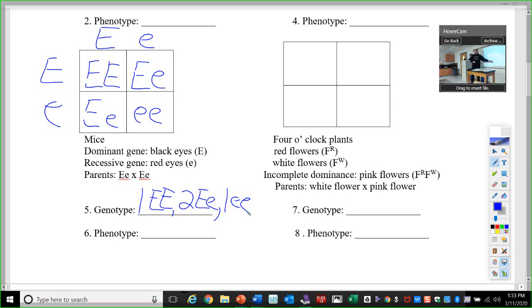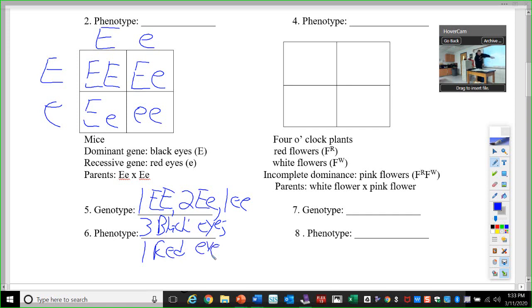Phenotype. Good. Tell me how you got it. Because the one big E was already black, and the two big E's, the big E dominates the little e, so it's black. Good. So we're basically tallying these two because they're both black eyes. So we have 3 black eyes and 1 red eye. Good. So these verify each other.